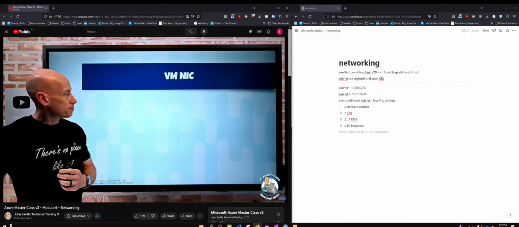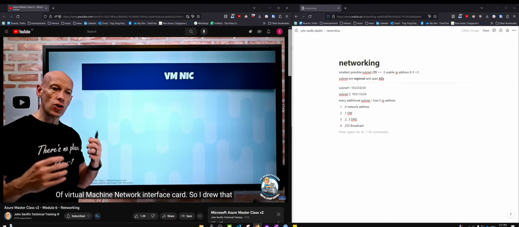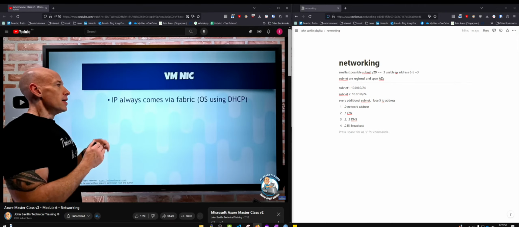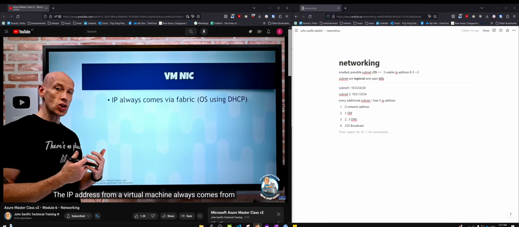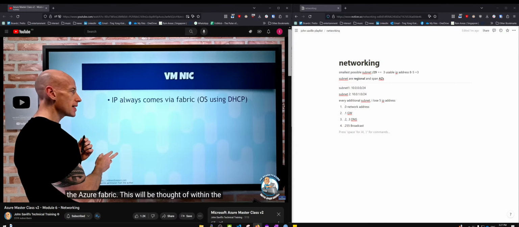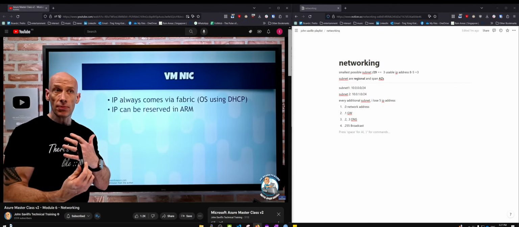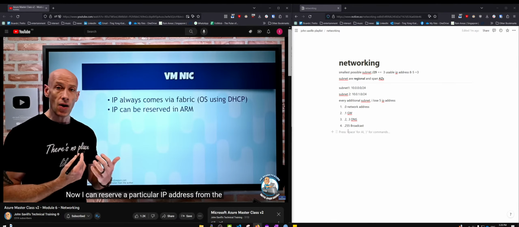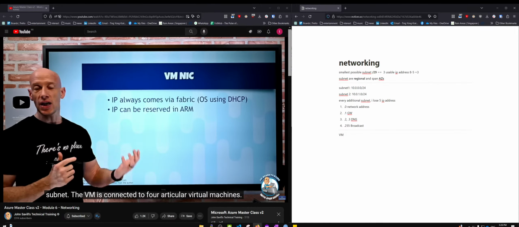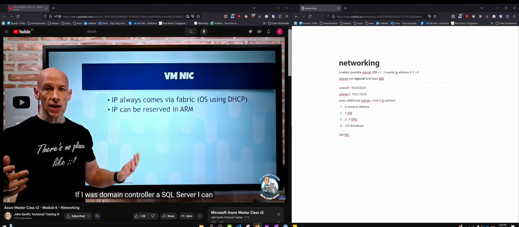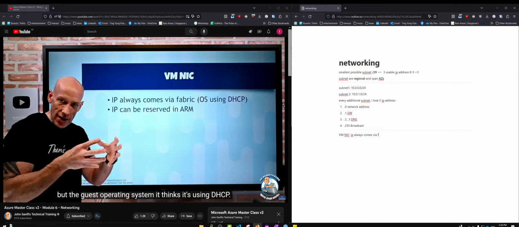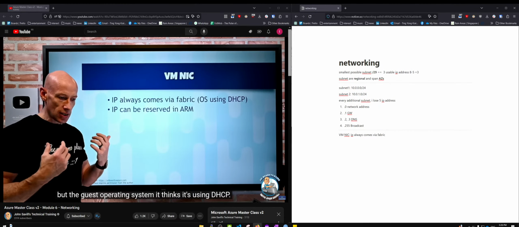Okay, so then we get a virtual machine network interface card. So I drew that on the picture, the idea of, hey, there's this NIC. The IP address from a virtual machine always comes from the Azure Fabric. This will be thought of within the guest operating system as DHCP. Now, I can reserve a particular IP address from the subnet the VM is connected to for a particular virtual machine. So if I was a domain controller, a SQL server, I can absolutely configure it so it always gets the same IP, but the guest operating system, it thinks it's using DHCP.